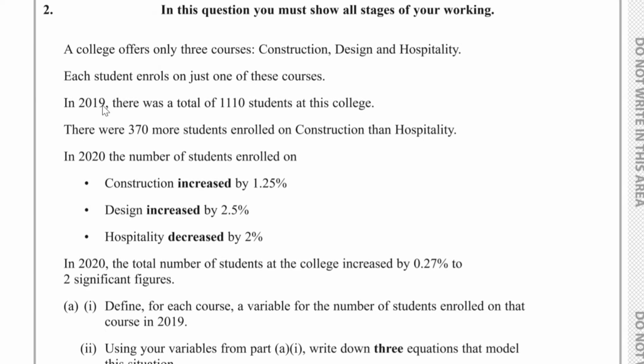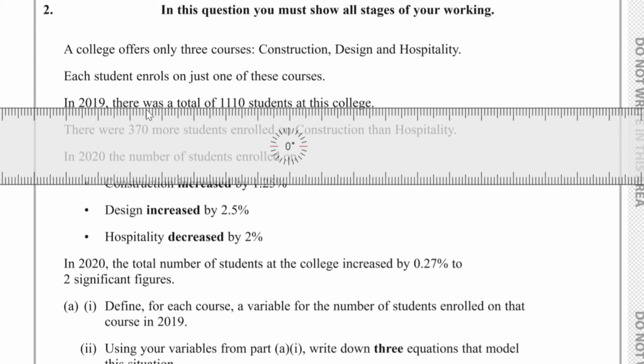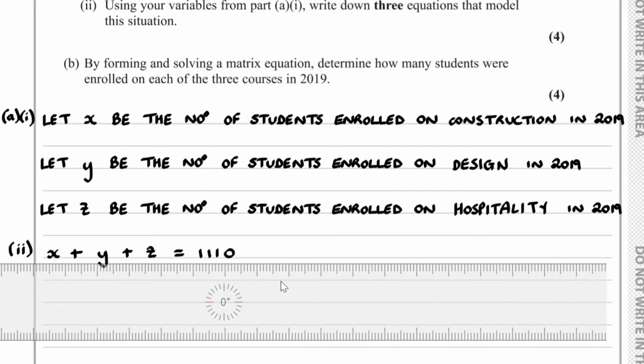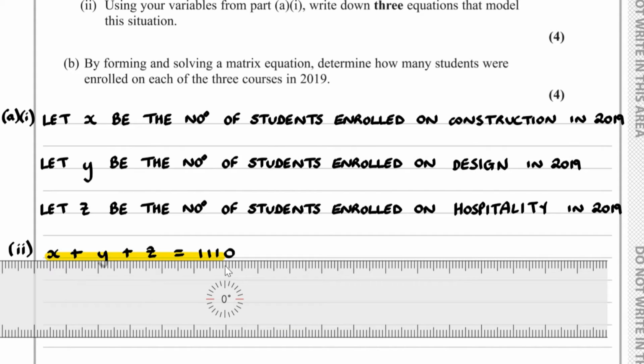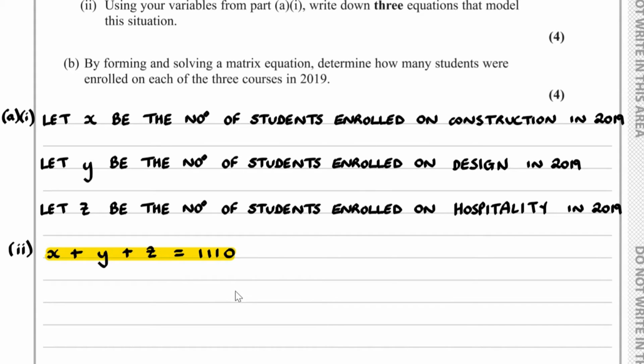So, what we know is that in 2019, there was a total of 1,110 students at this college. So what this means is x plus y plus z equals 1,110.